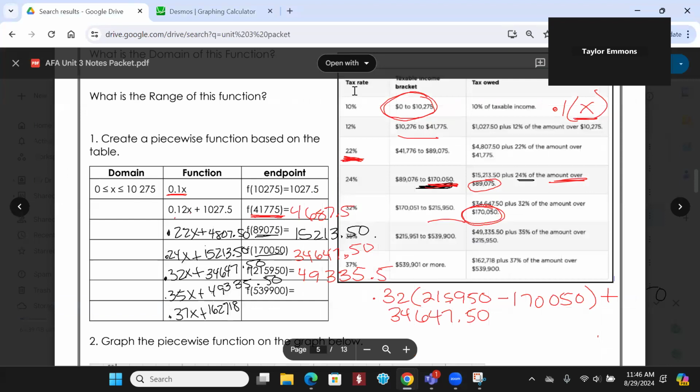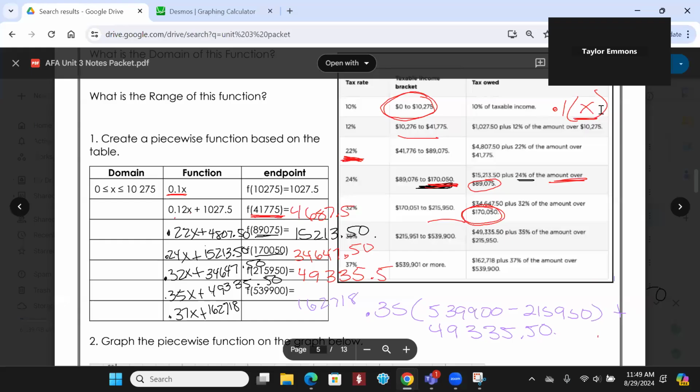Can you try the next one? Let me try it again. 162,718. Is that what you got? 162,718. Yeah. Questions? Okay. The last one they didn't give us a number for, so we can't plug anything in, right? So that's it. Questions on that?